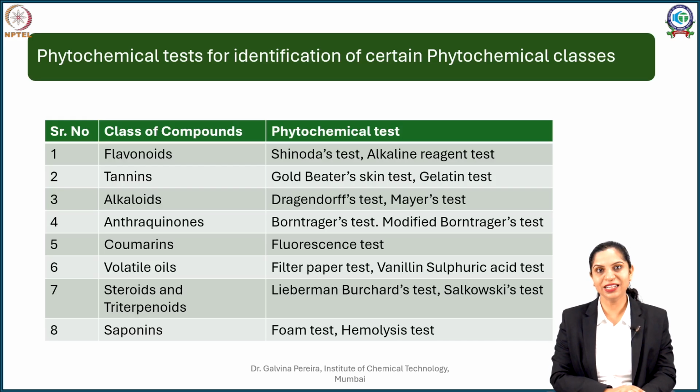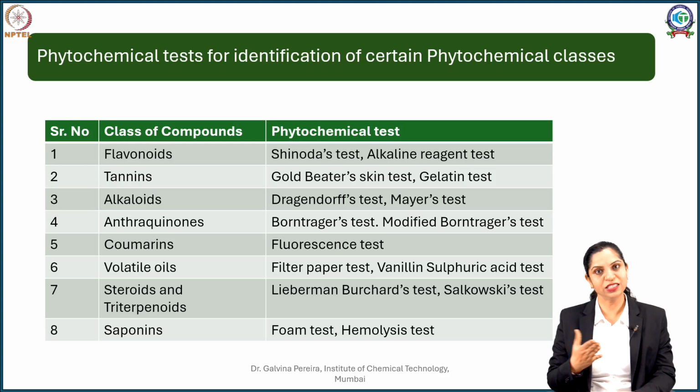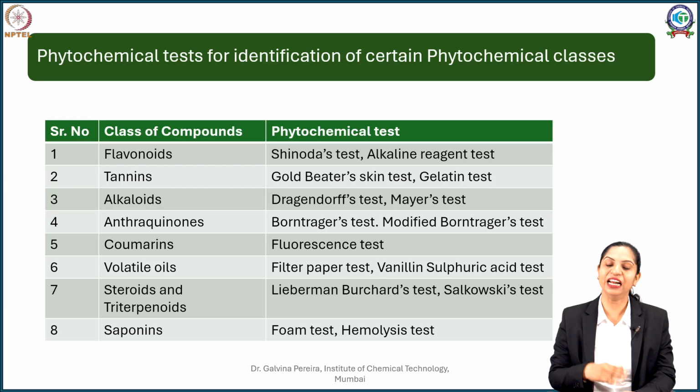Similarly, coumarins have an inherent ability to produce fluorescence, and this fluorescence can be seen more enhanced in alkaline and in some cases even in acidic pH. So, you saw the fluorescence test for your coumarins.